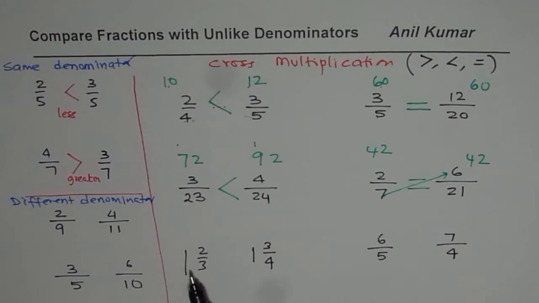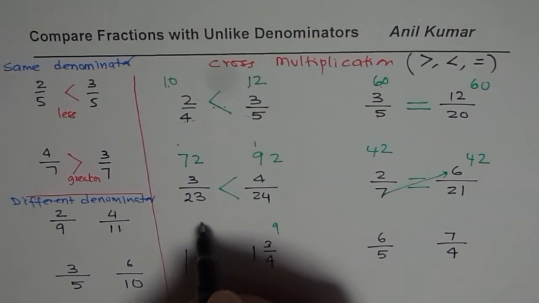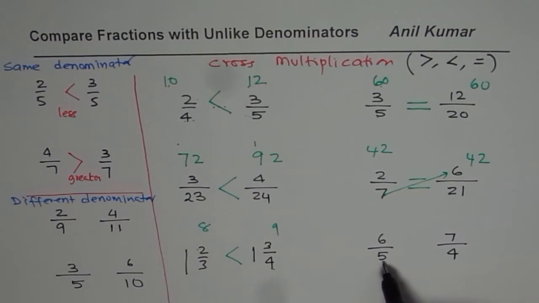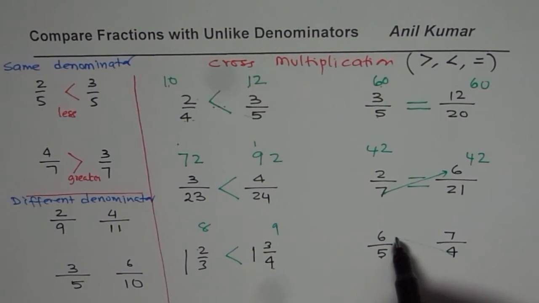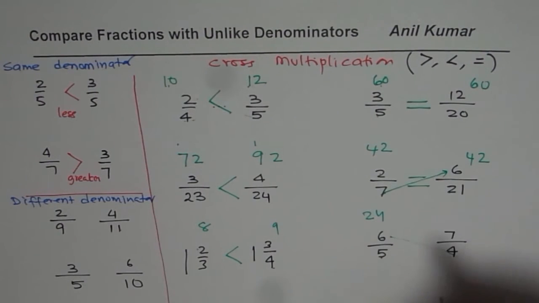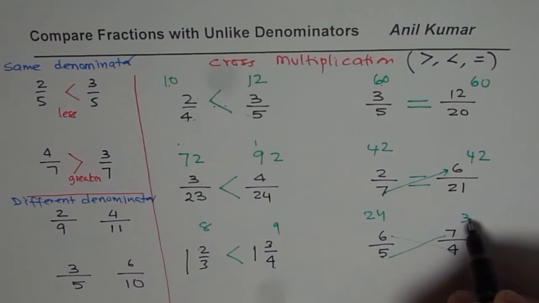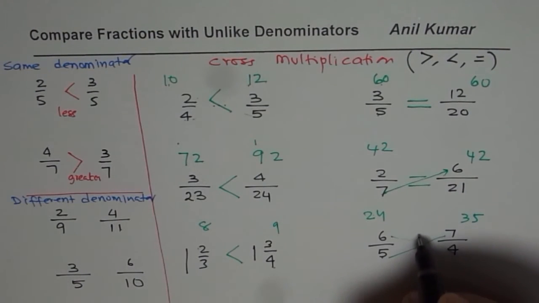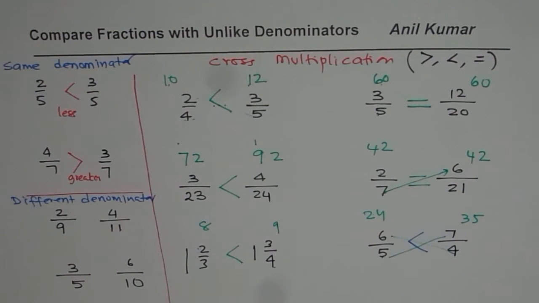Let's do it again. The 1 and 1 are whole numbers, so let's compare the fractions. 3 times 3 is 9. 4 times 2 is 8. We know 8 is less than 9. So that is how we can do it. Then 6 times 4 is 24, and 5 times 7 is 35. 24 is less, so we get 24 is less than 35. Perfect, so you got that answer also.